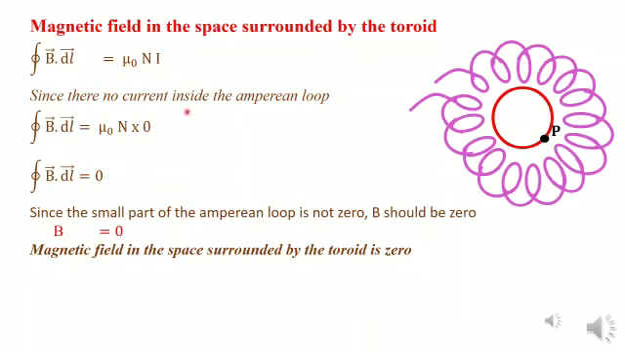Since there is no current inside the Amperian loop, I is 0. So, closed integral B dot dl equals mu 0 n into 0, which is 0. Since the small part of the Amperian loop, dl, cannot be 0, to get the answer 0, B should be 0. So the magnetic field in the space surrounded by the toroid is 0.